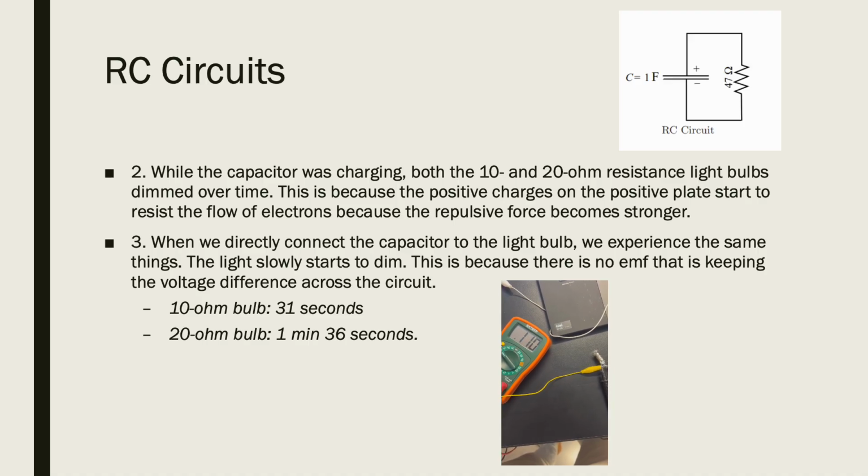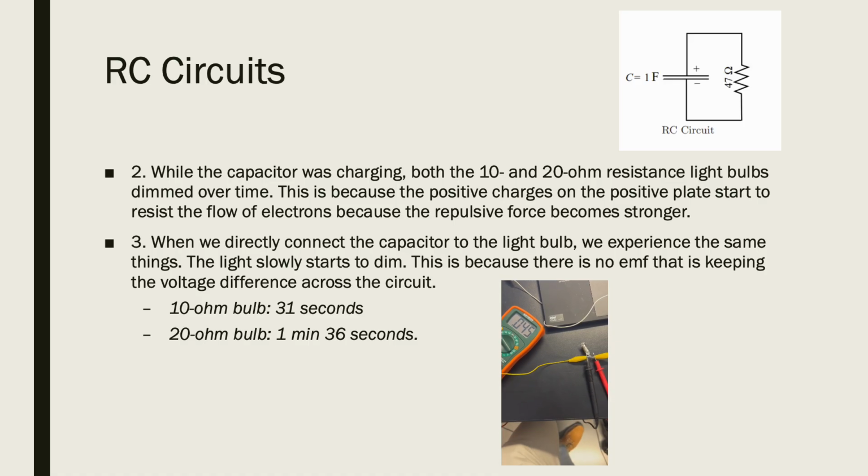Here, we experienced the same thing. The light slowly starts to dim. This is because there is no EMF keeping the voltage difference across the circuit. The 10 ohm bulb lasted for 31 seconds, while the 20 ohm bulb lasted for a minute and 36 seconds while the capacitor was fully charged.